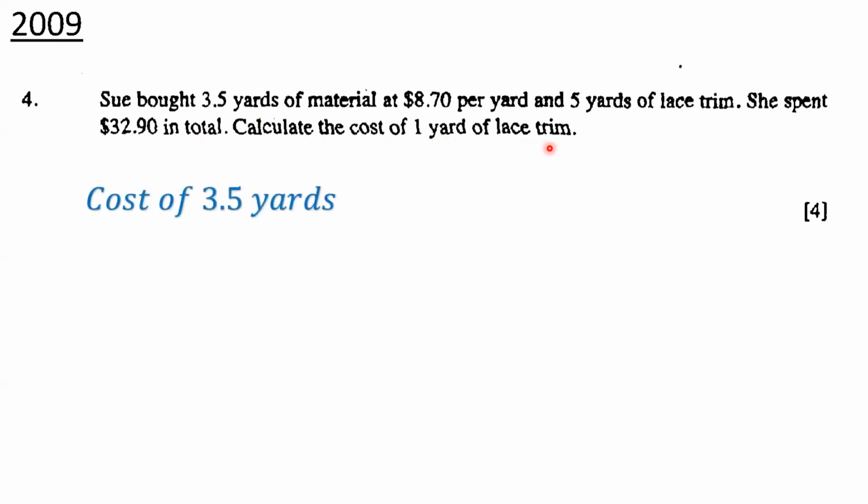Okay, so in order to figure out the cost of 1 yard, we have the cost of 3.5 yards, and that's going to be what? Well, 3.5 times 8.70, because it says she bought 3.5 yards of material at $8.70 per yard. So if it's $8.70 per yard and we have 3.5 yards, in order to figure out the cost for those yards, it's going to be 3.5 times $8.70, which is $30.45.